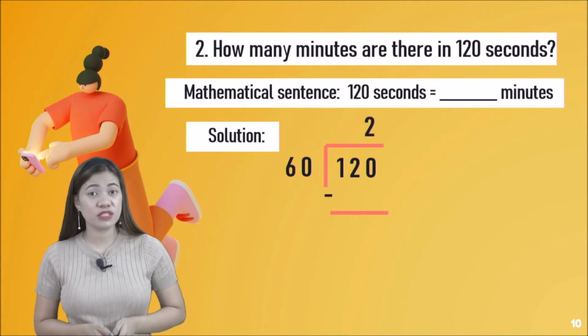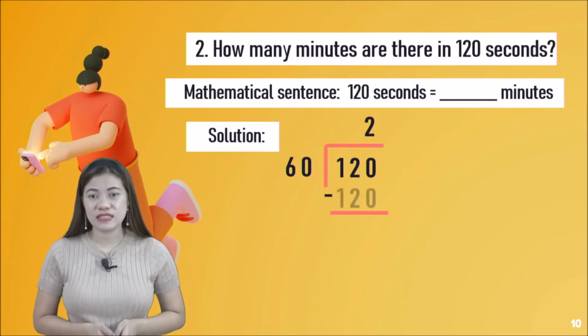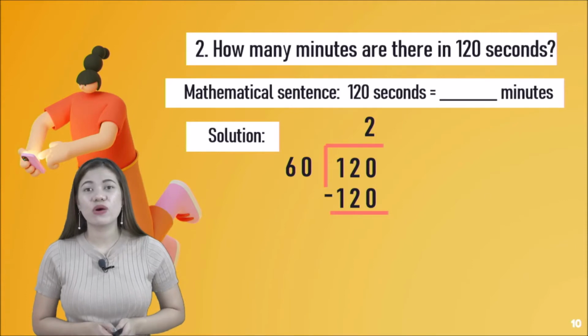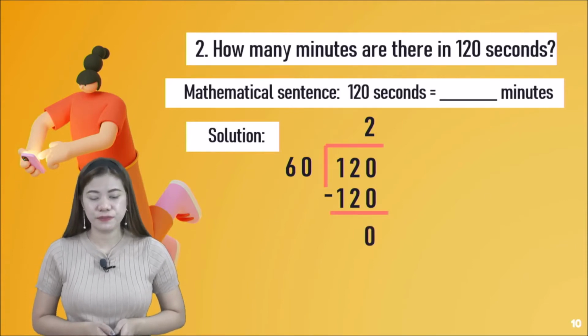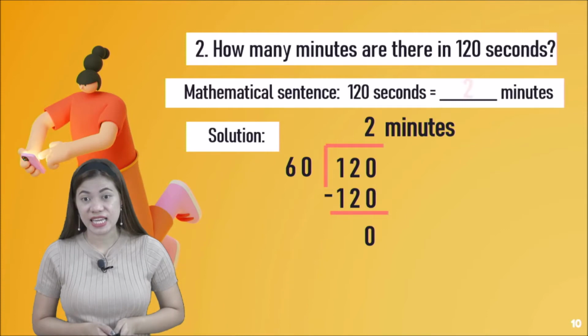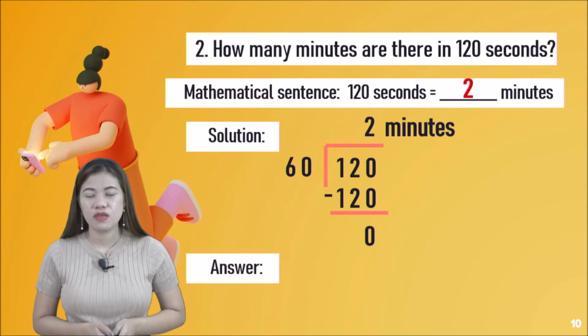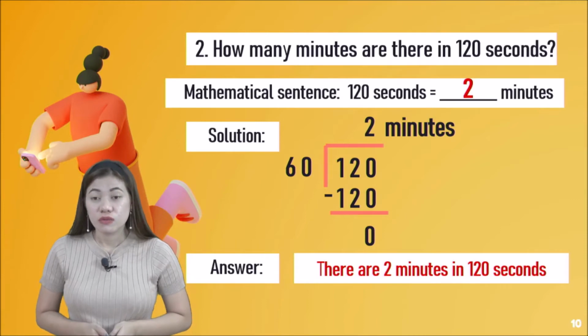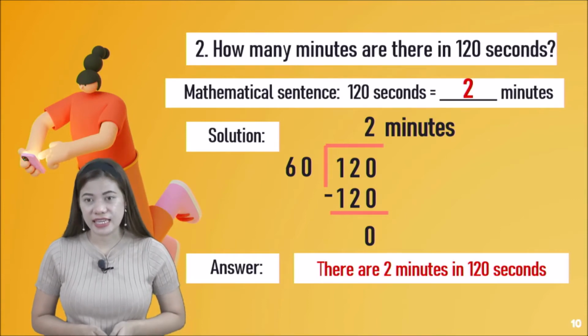And then let us multiply. 2 times 60 is equal to 120. 120 minus 120 is equal to 0. What do you think is our answer? There are 2 minutes in 120 seconds, okay? Our final answer, there are 2 minutes in 120 seconds.